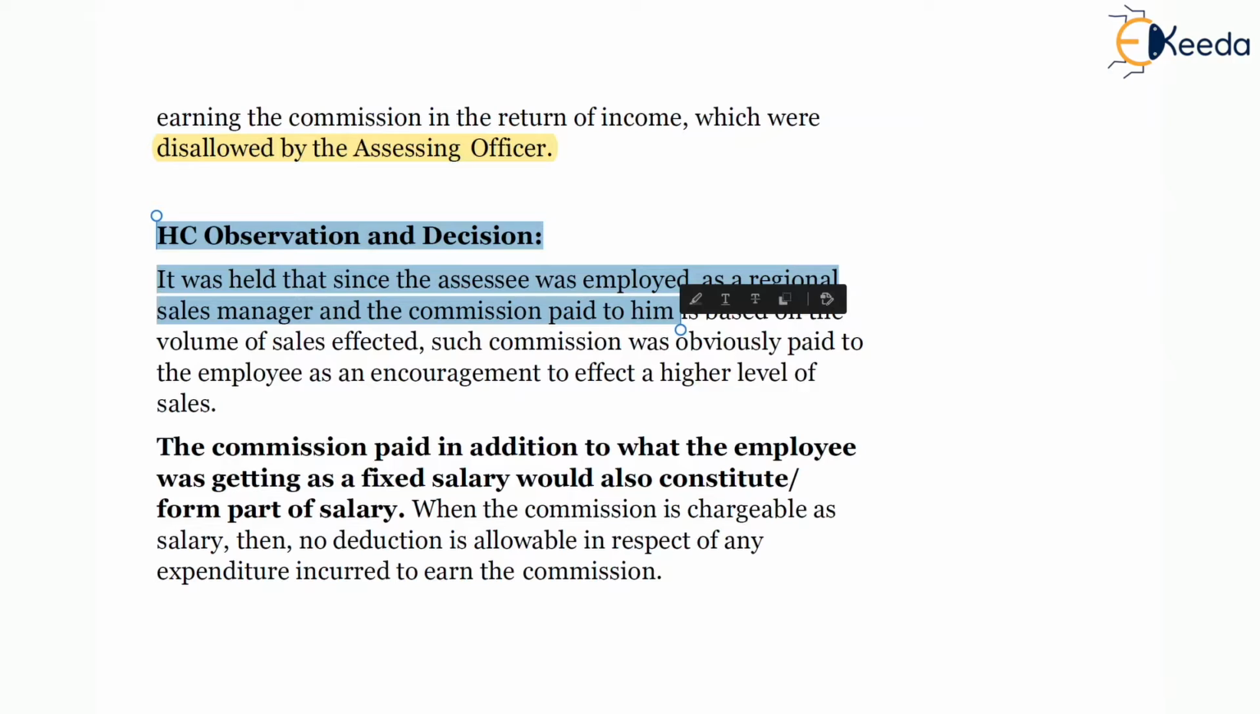Any payment out of this relationship is taxable under the head income from salary. So commission will be taxable under the head income from salary, and thereafter the deductions which are allowed under the head income from salary, let's analyze it. The deductions which are allowed is a standard deduction of 40,000 or 50,000 from financial year 2019-20.